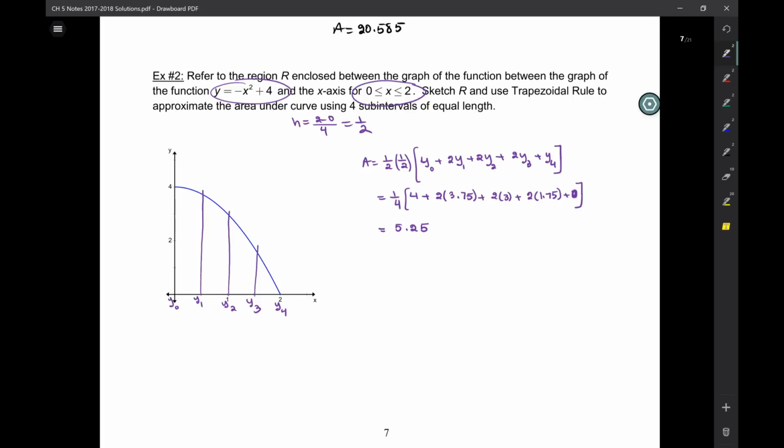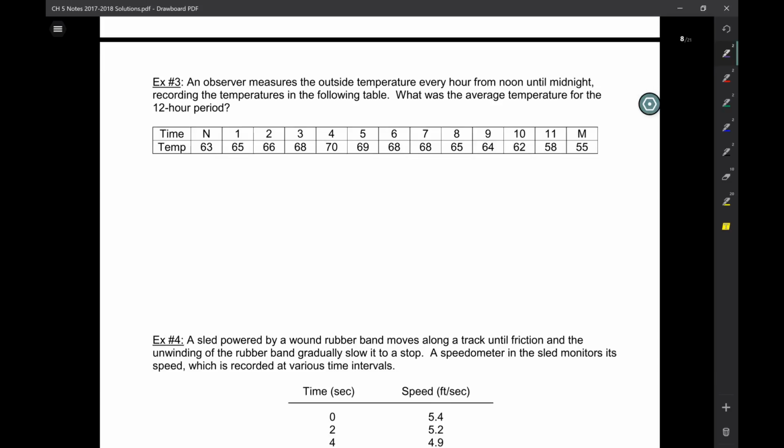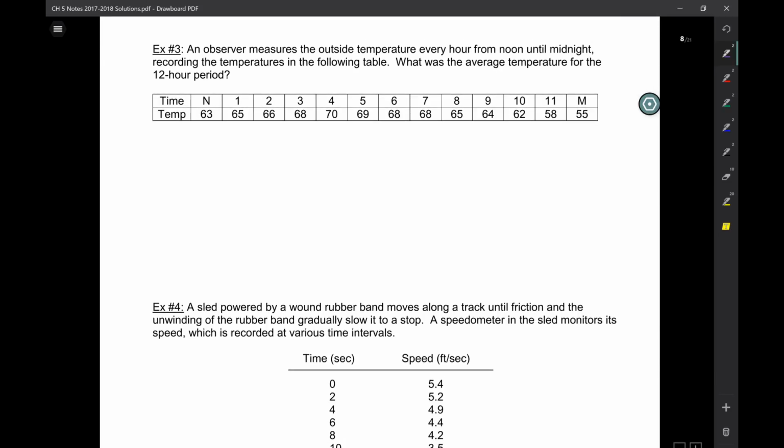Wait, Christine, can I ask a question? So let's do the next one. An observer measures the outside temperature every hour from noon to midnight, recording her temperatures in this table. What was the average temperature for the 12-hour period?